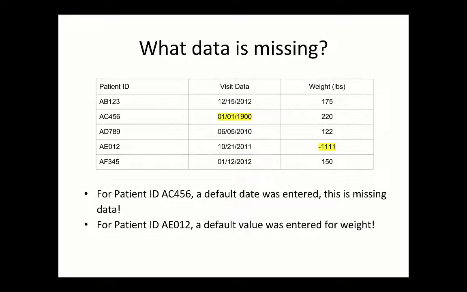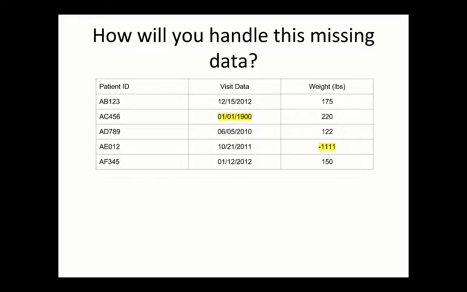You probably saw that there are filler values entered in two of the columns. You'll note that for patient ID AC456, a default date was entered. This is missing data. Also, for patient ID AE012, a default value was entered for weight. This begs the question, how will you handle this missing data? What would you do with those filler values?